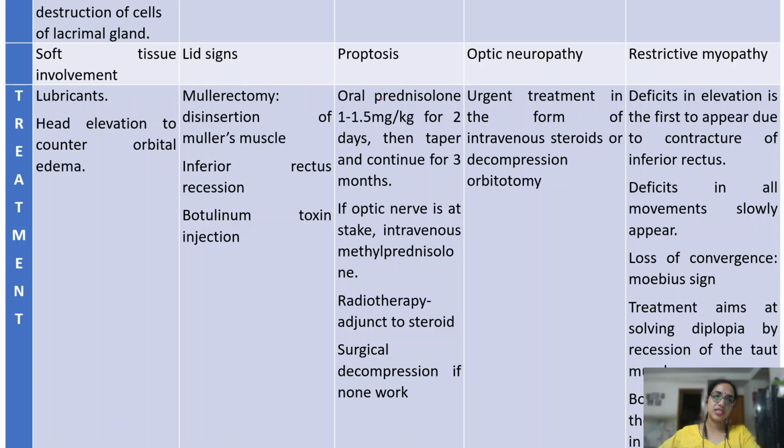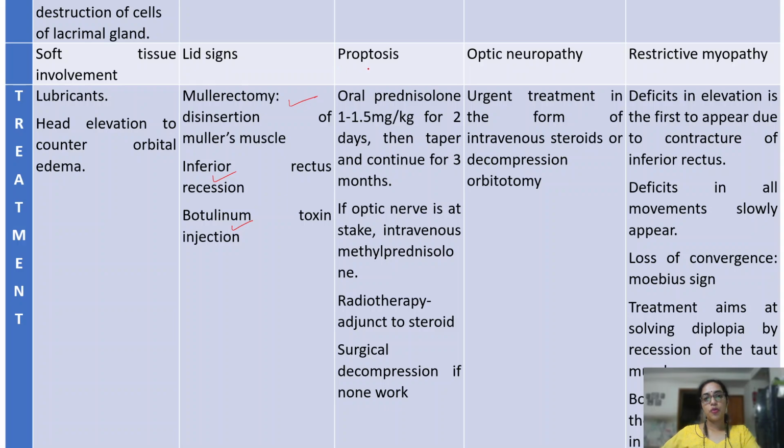So how do you treat soft tissue involvement? You can just give them lubricants, head elevation, stop smoking. Okay, you can take conservative measures like this. For lid signs, if it's too much, you can go ahead and do a Muller's muscle resection. You can do an inferior rectus recession or a botulinum injection into the LPS.